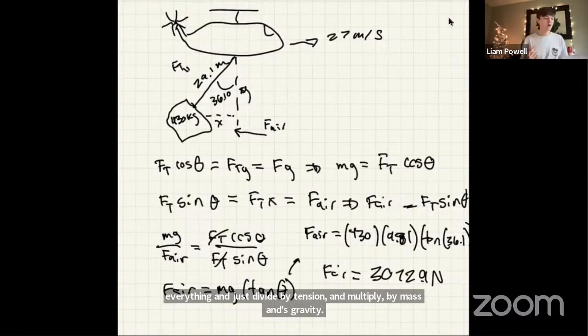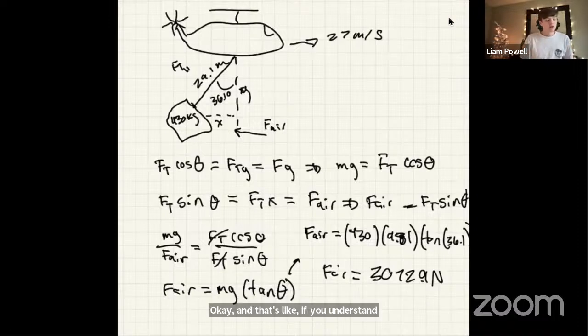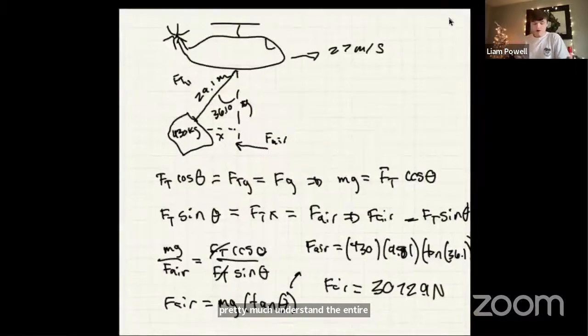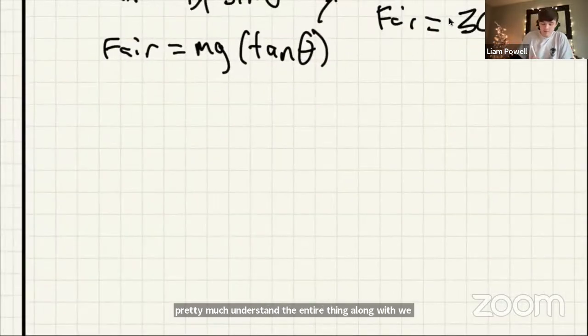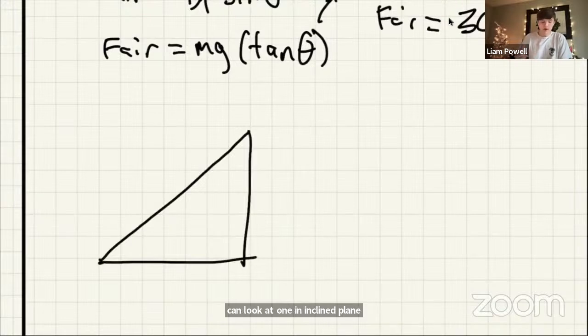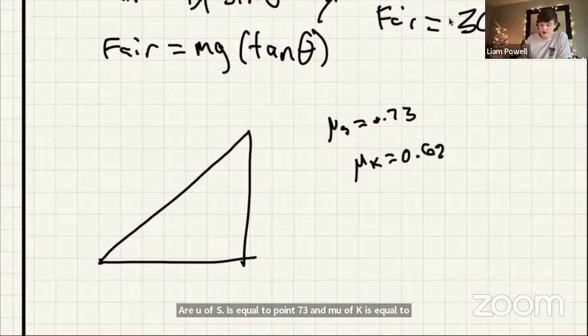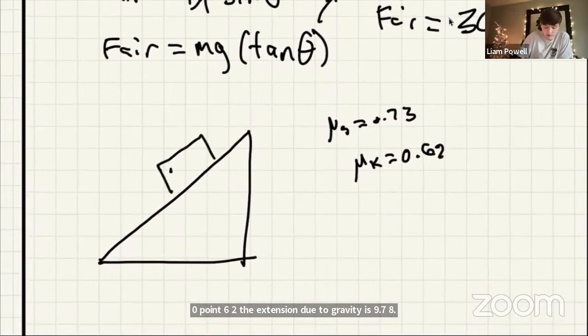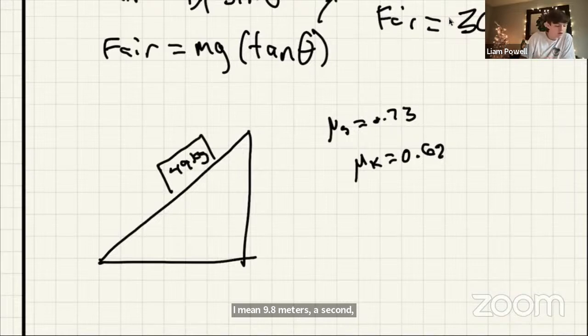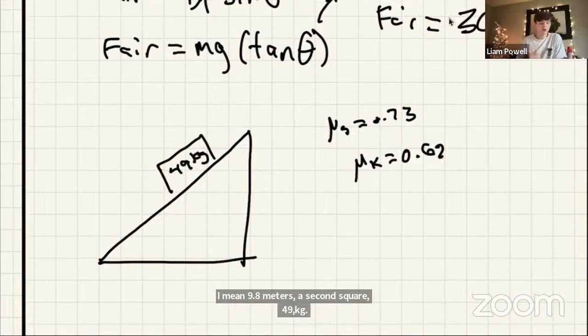Okay, and if you understand that, you can pretty much understand the entire thing, along with one inclined plane problem. So a block is at rest on the incline shown in the figure. The coefficients of static and kinetic friction are mu s equal to 0.73 and mu k equal to 0.62. The acceleration due to gravity is 9.8 meters a second squared, and the mass is 49 kilograms. What is the frictional force acting on the 49 kilogram mass?